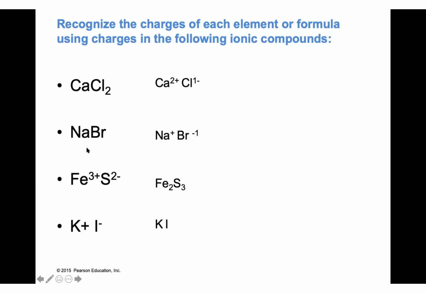Okay, let's go here. They gave us the charges and they want us to find the compound formula, like the previous slide. The charge of iron is 3 plus, so that becomes the subscript of sulfur, and the charge of sulfur is 2 minus, so the subscript of iron will be 2. So we do the cross rule. The same for potassium and iodine, which is going to be KI.